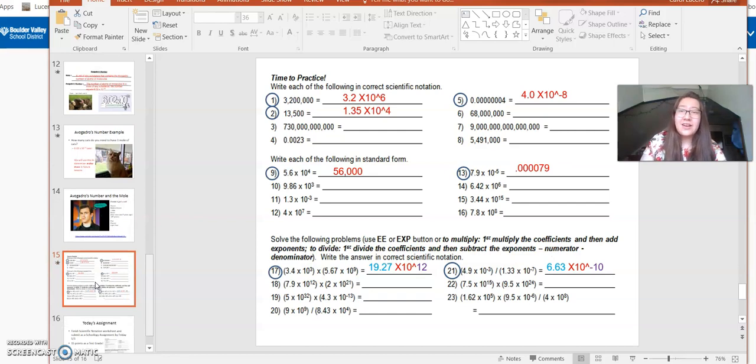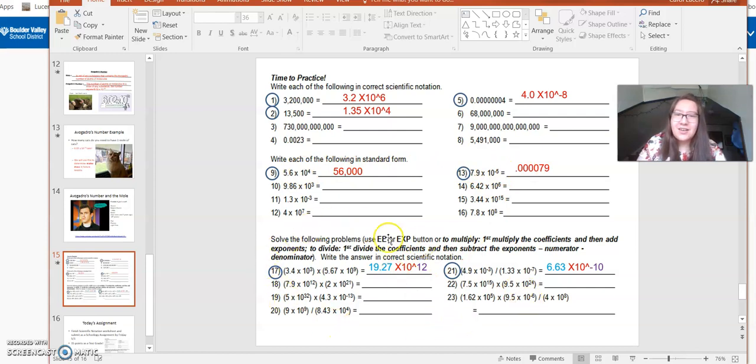Other than that, you're going to be working on the scientific notation practice. This goes through a couple of examples. In each category, they're all kind of the same thing. You're taking really big numbers. Here's one where you're taking a really small number. Here's where you're going from scientific notation to standard form, both with a big number and a small number.